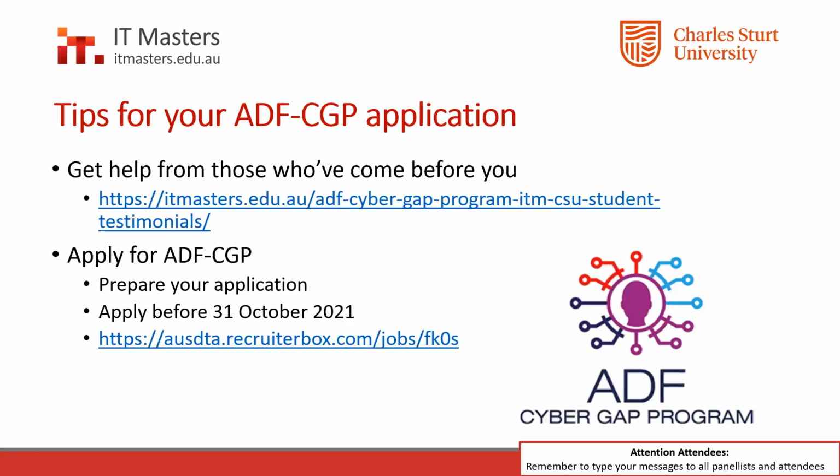To continue on with some of the tips, we talked about how to apply from the link, and then once you apply, you'll receive a confirmation of enrollment to one of our IT Masters CSU courses. The second step is then to go onto the Digital Profession website and begin the process of filling in your application for the ADF Cyber Gap Program. So note that there are 2 separate applications: the first one made to the university for the course that you want to study, and the second one made directly to ADF for the Cyber Gap Program.